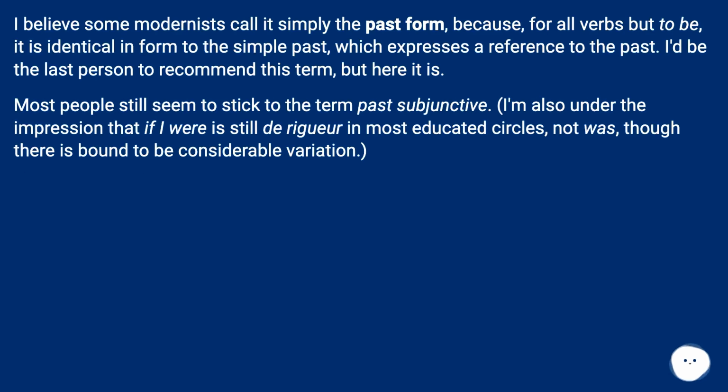I believe some modernists call it simply the past form, because, for all verbs but "to be," it is identical in form to the simple past, which expresses a reference to the past. I'd be the last person to recommend this term, but here it is. Most people still seem to stick to the term past subjunctive. I'm also under the impression that "if I were" is still de rigueur in most educated circles, not "was," though there is bound to be considerable variation.